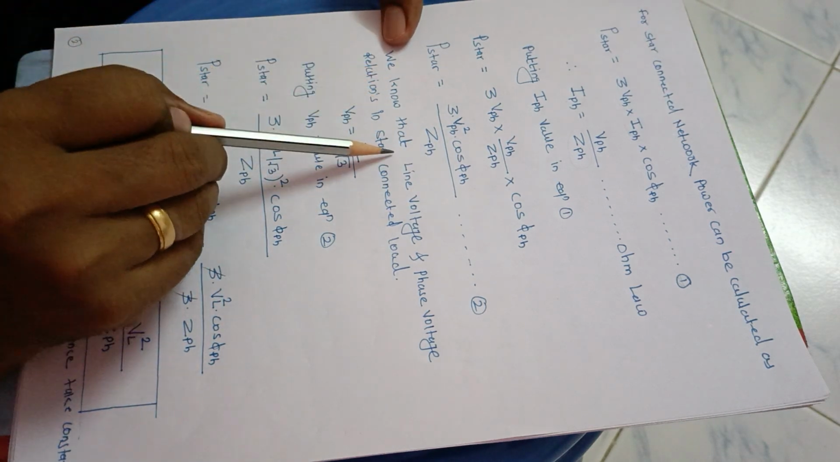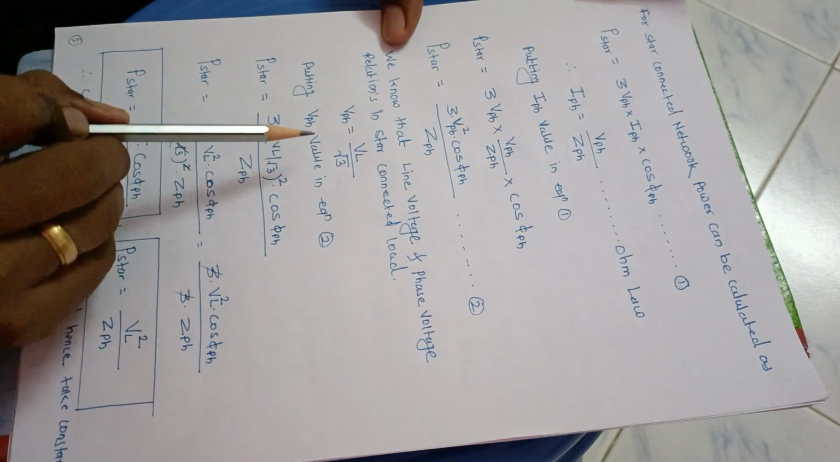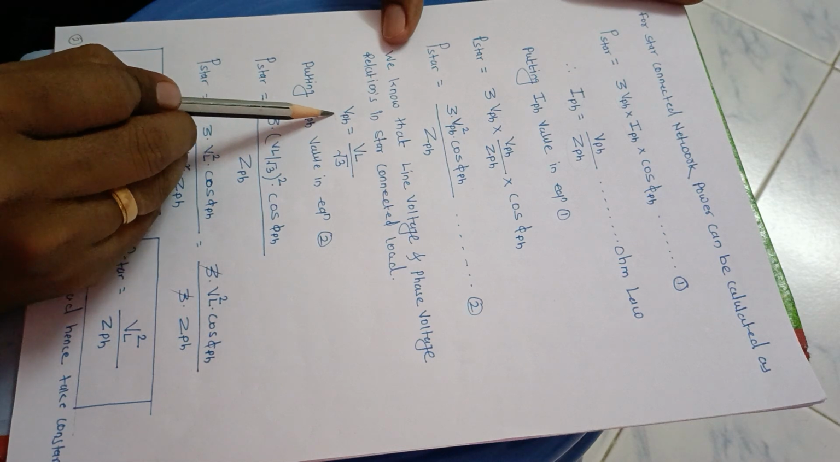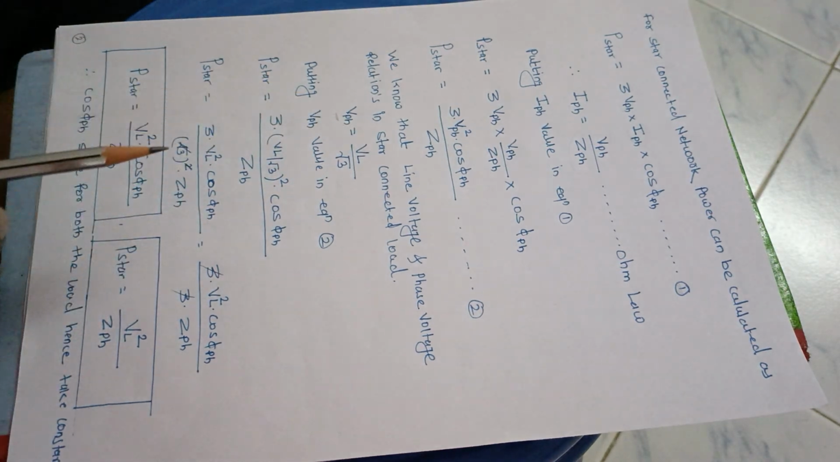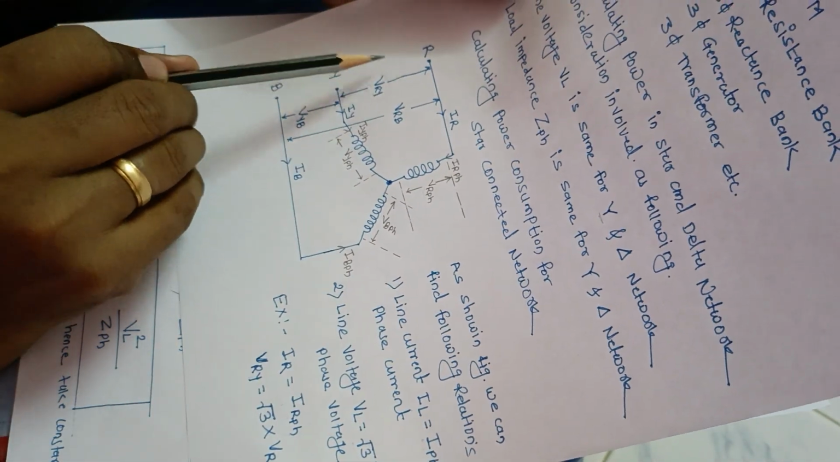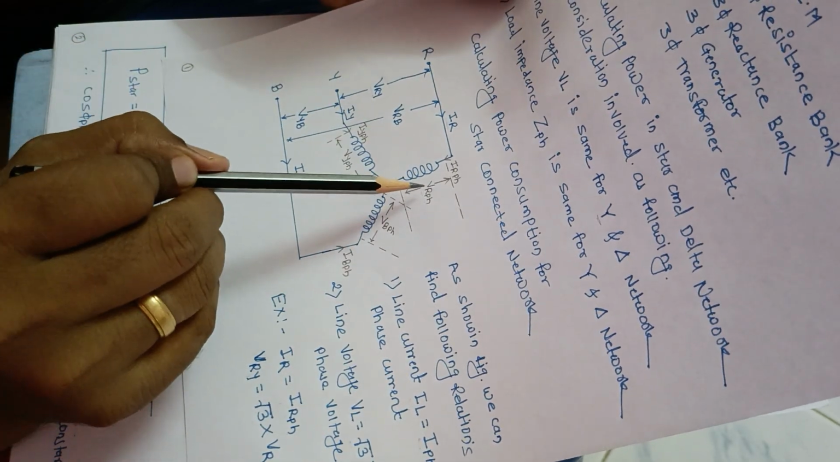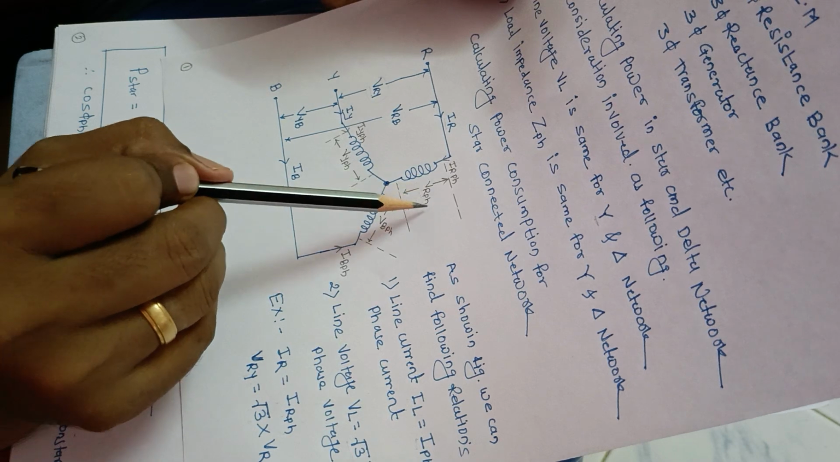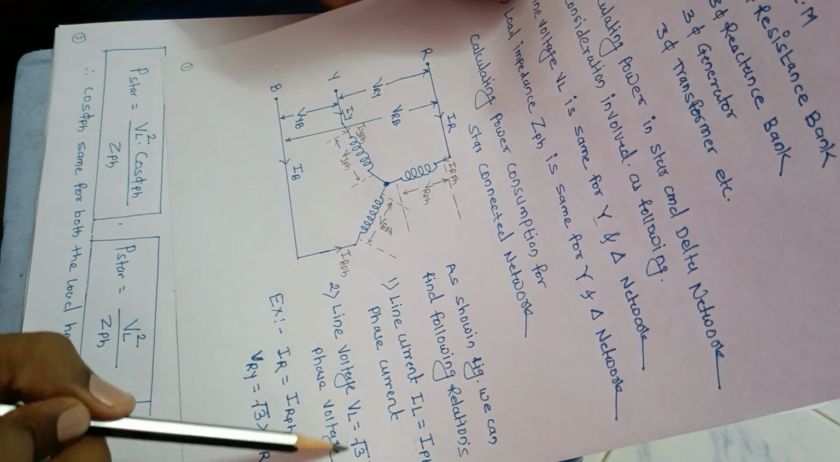So we know the line voltage and phase voltage relation in the star connected load: VPH is VL by root 3. From the star connected load, this is the line voltage and this is the phase voltage. So the line voltage is equal to root 3 times VPH.